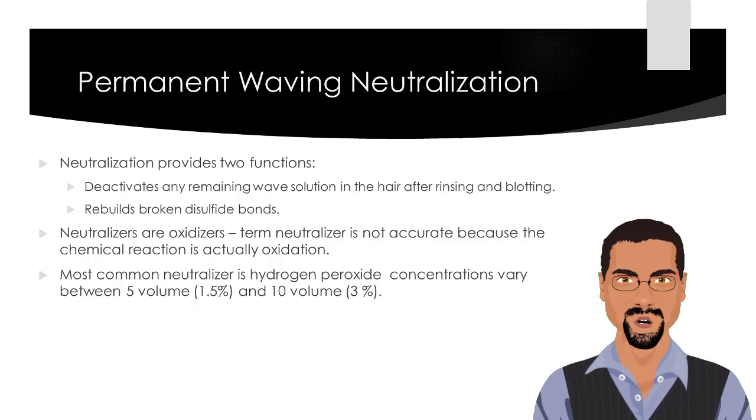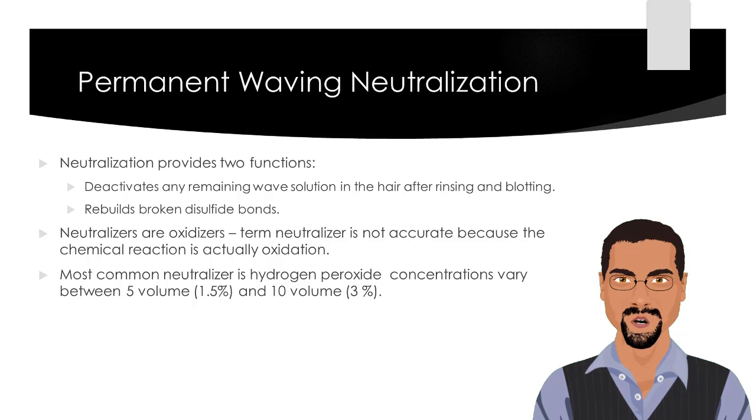Permanent waving neutralizers are oxidizers. The term neutralizer is not accurate, because the chemical reaction that takes place is actually oxidation. Remember, oxidation is a chemical reaction that releases oxygen. Hydrogen peroxide, or H2O2, is an example of an oxidizing agent, because it contains an extra oxygen atom that can be easily released. The most common neutralizer used for permanent waving solutions is hydrogen peroxide.